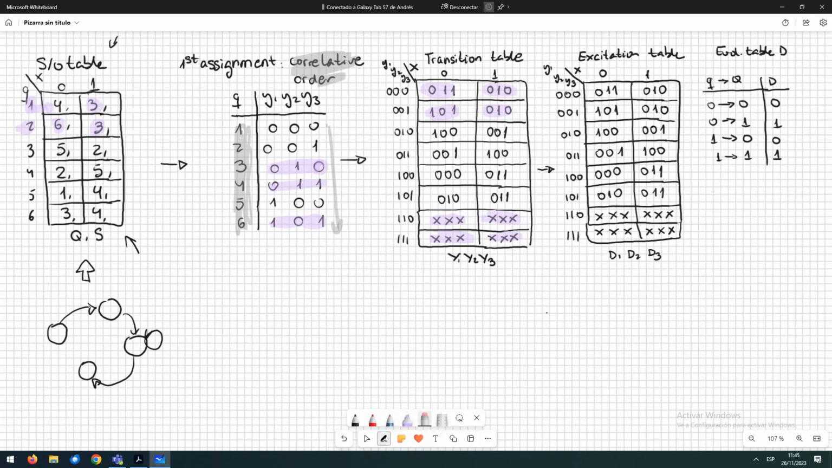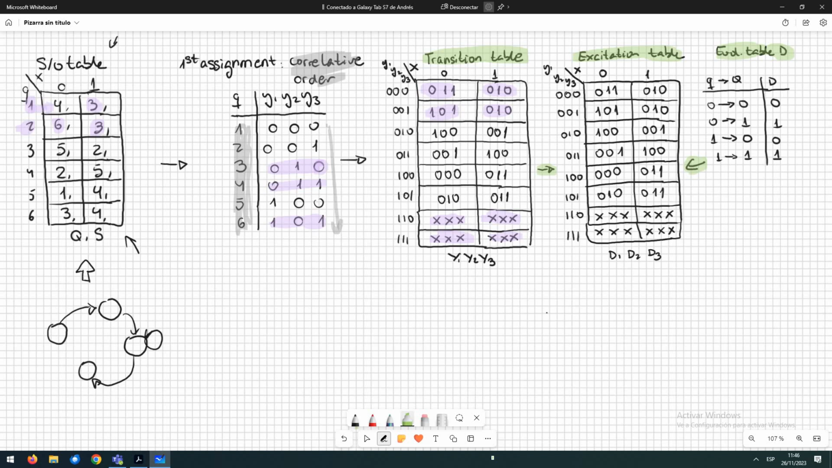So we continue. Once we have the transition table, I told you that we have the most important step in the design of a circuit, that is obtaining the excitation table of the circuit. To build the excitation table, we need the transition table and the evolution table. This is the target, the circuit that we have to build, and the evolution table of the memory element that we have to use as basic block to build this sequential circuit.